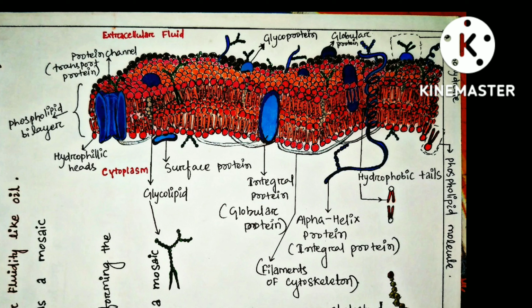Components and their location. Phospholipid: the main fabric of the plasma membrane. Cholesterol: between phospholipids in the phospholipid bilayer. Integral proteins: embedded within the phospholipid layers. Peripheral proteins: on the inner or outer surface of the phospholipid bilayer. Carbohydrates: attached to proteins on the outside of the membrane.